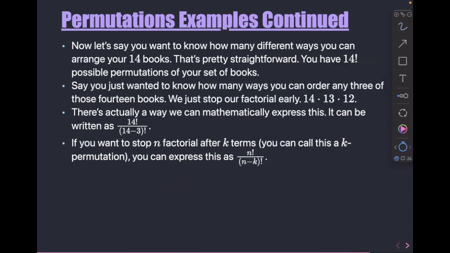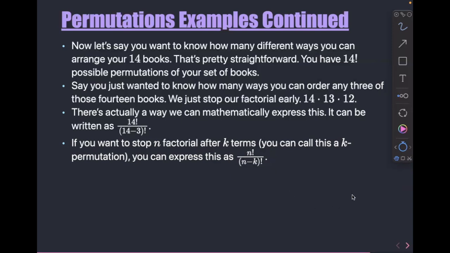And so again, this is just the generalized version of what I just said. If you want to take n factorial, so here our n is 14, and you want to stop after k terms, so 14, we want to stop after 3 terms, we just do n factorial over n minus k factorial. So this would be 14 factorial over 14 minus 3 factorial, or the example I drew out, 5 factorial over 5 minus 2 factorial. So this is just a generalized way so you can remember that rule.